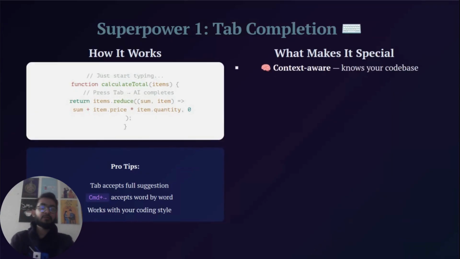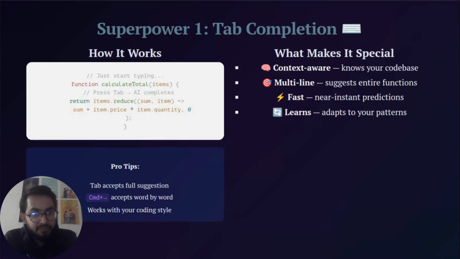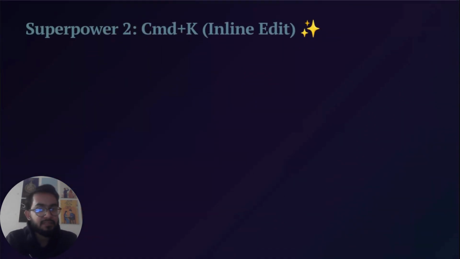So what makes it special? It is context aware. As I already shared, Cursor has full code base awareness, so it can give you better autocomplete than VS Code plus Copilot. I'm not saying that Copilot is bad, but it's about the model, which AI model is used. Cursor uses a better AI model. It also offers multi-line suggestions, entire functions, and fast, near-instant predictions, and it learns and adapts to your patterns. And unlike Copilot, it reads your whole project for context, which is the most significant thing.